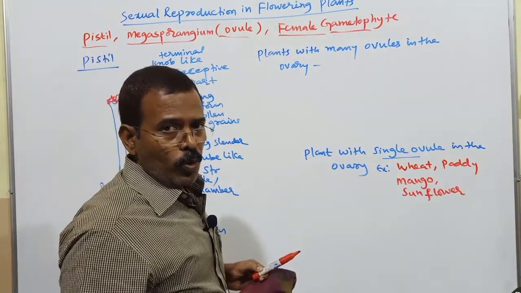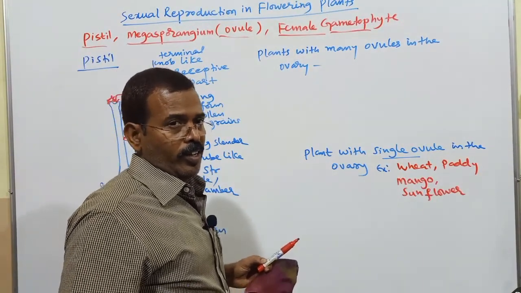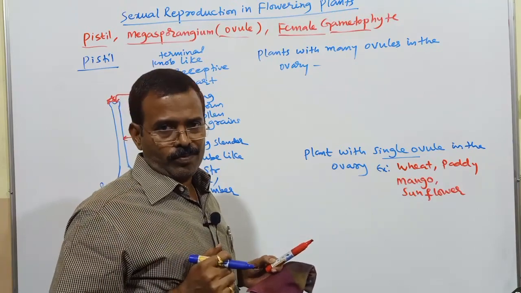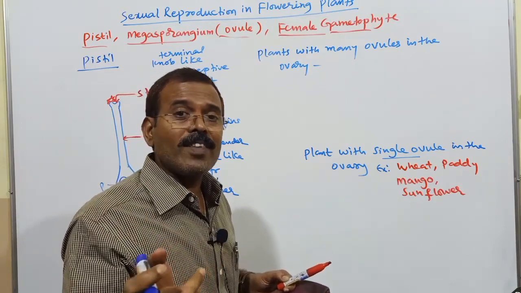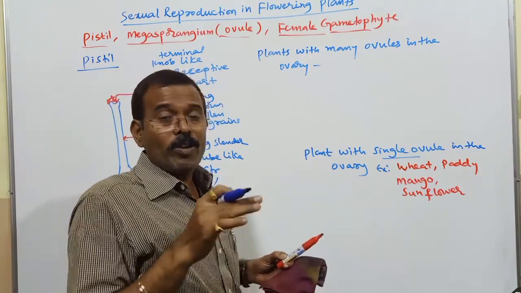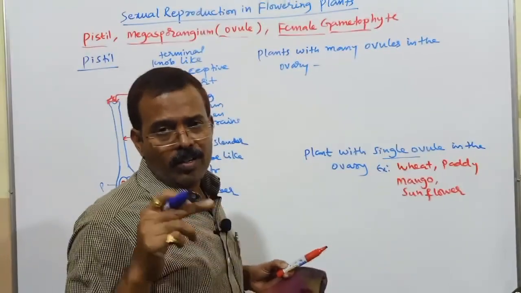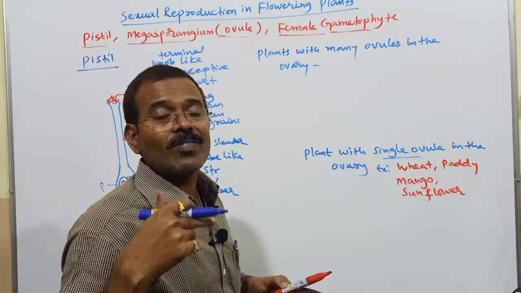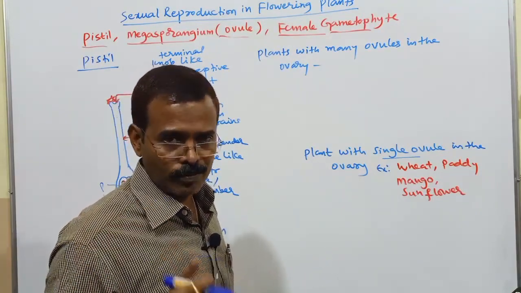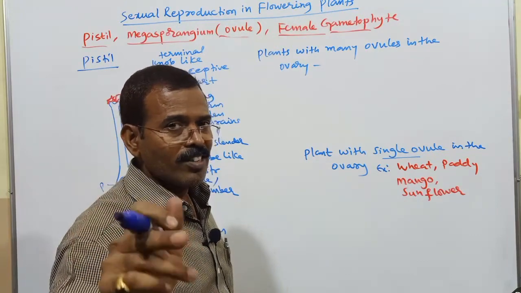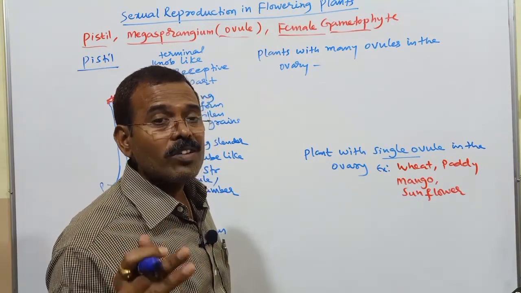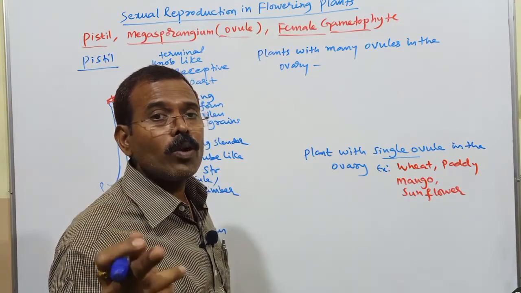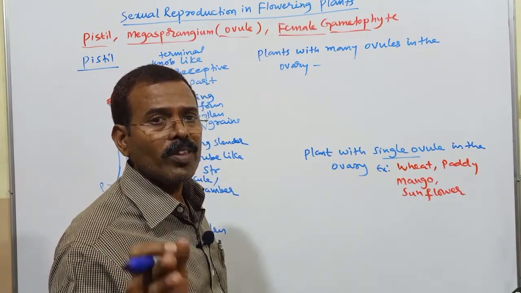There are some other plants which have many ovules in the ovary. Remember, the number of seeds is determined by the number of ovules. How many ovules are there in the ovary, so many seeds are formed in the fruit. Ovule after fertilization becomes seed, and ovary after fertilization becomes fruit. So how many seeds are there in the fruit is determined by the number of ovules present in the locule of the ovary.